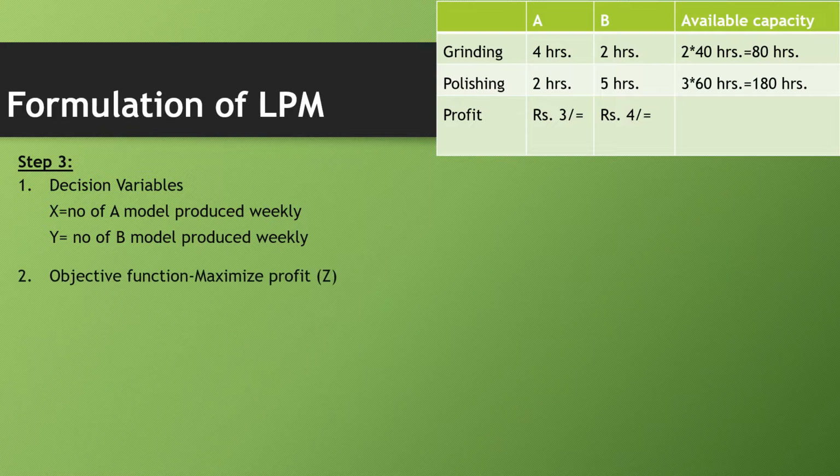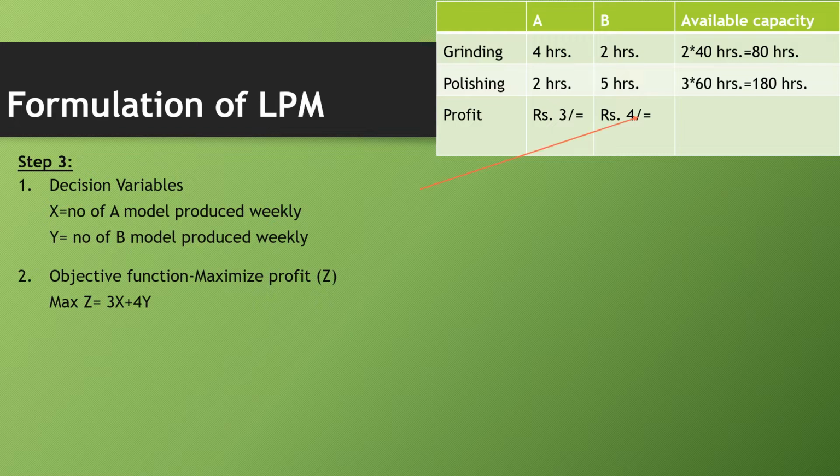Now let's decide the objective function. Here in this question they have given the profit. Therefore the objective should be to maximize profit. According to that, I am taking profit maximization equals 3x plus 4y.